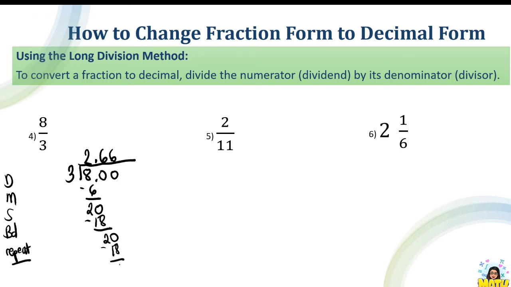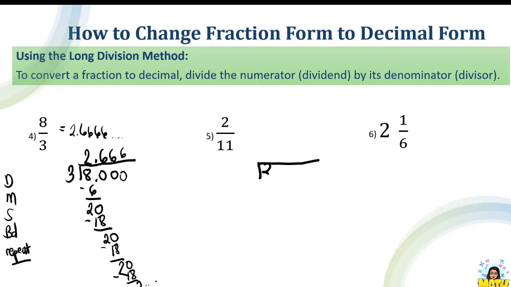Notice na paulit-ulit na may remainder na 2 at kahit ulitin pa natin na magdagdag ng 0 at mag-divide pa dyan, the process will still remain the same. So here, we can say that the answer here is 2.6666 and so on, so forth. Next, number 5.